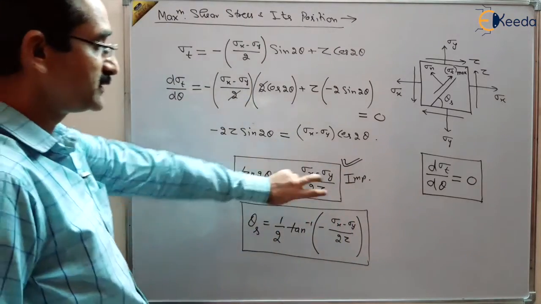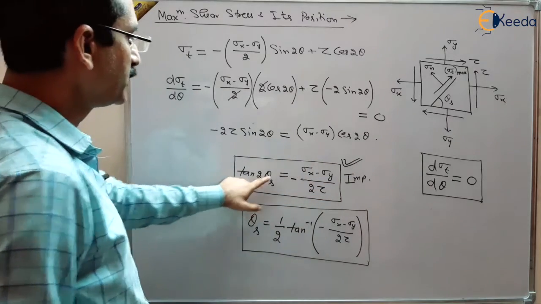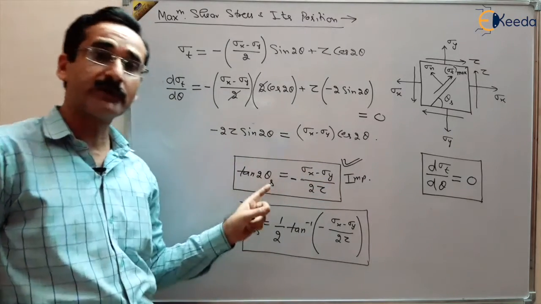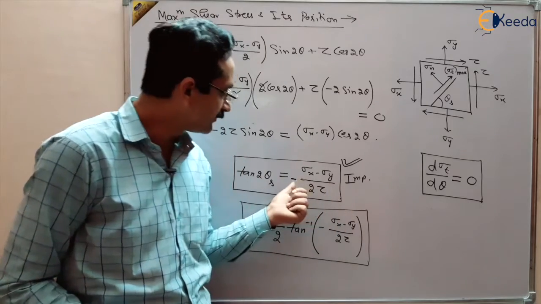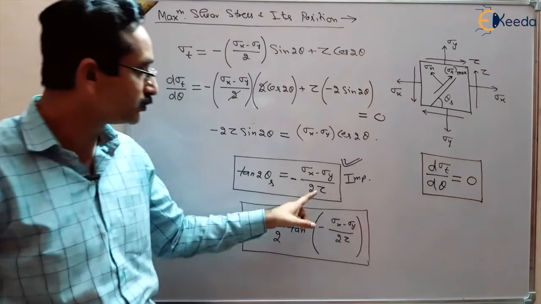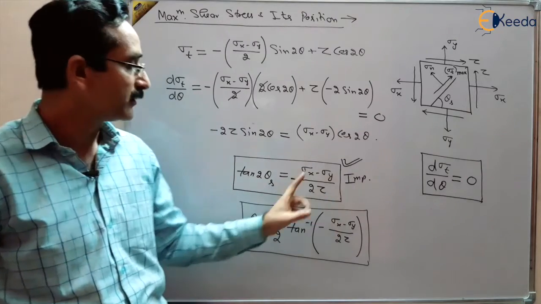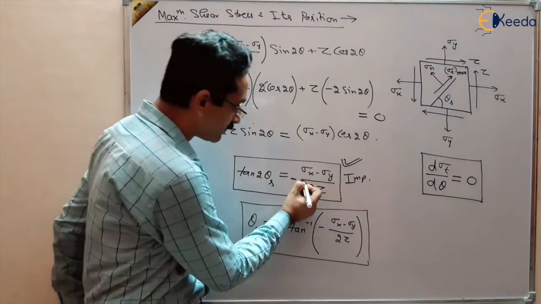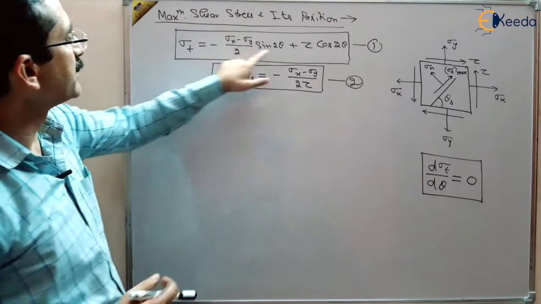You can see here, this is just the reverse of tan 2 theta p with a negative sign. Here there is a negative sign, and in that case it was 2 tau by sigma x minus sigma y with no negative sign, that was positive. So these are the equations.